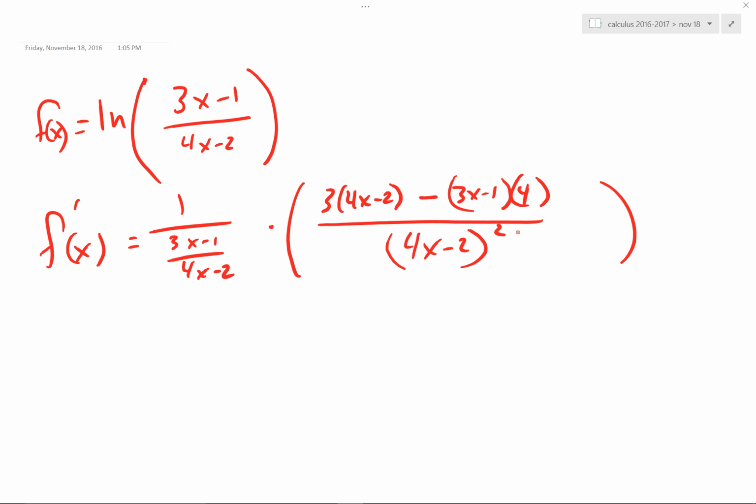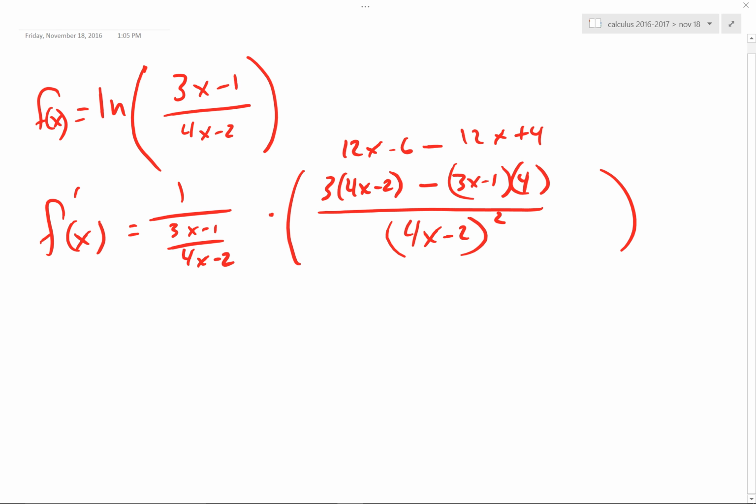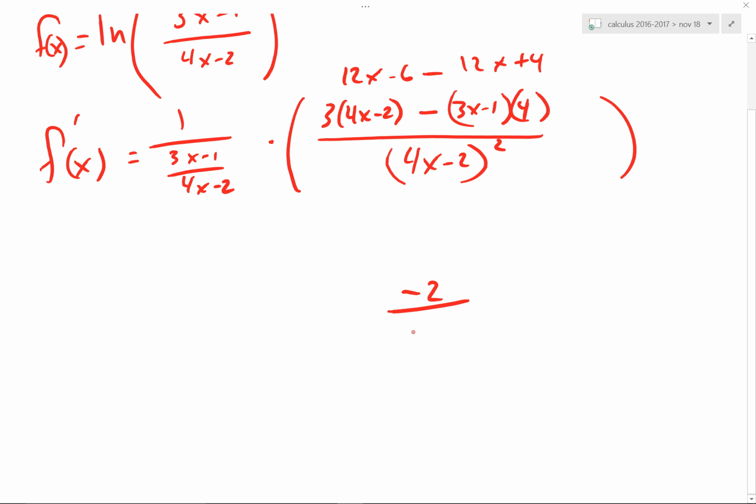Nice. Hey, let's just times this out. 12x minus 6 minus 12x plus 4. Look about right? Yeah, buddy. So negative 2 on top, I think. That looks stupid. Do a better job. You freaking loser.